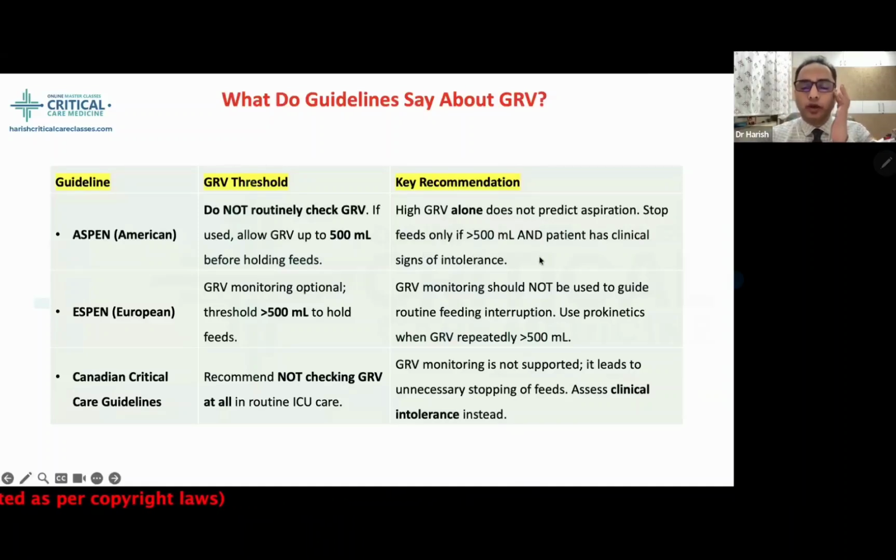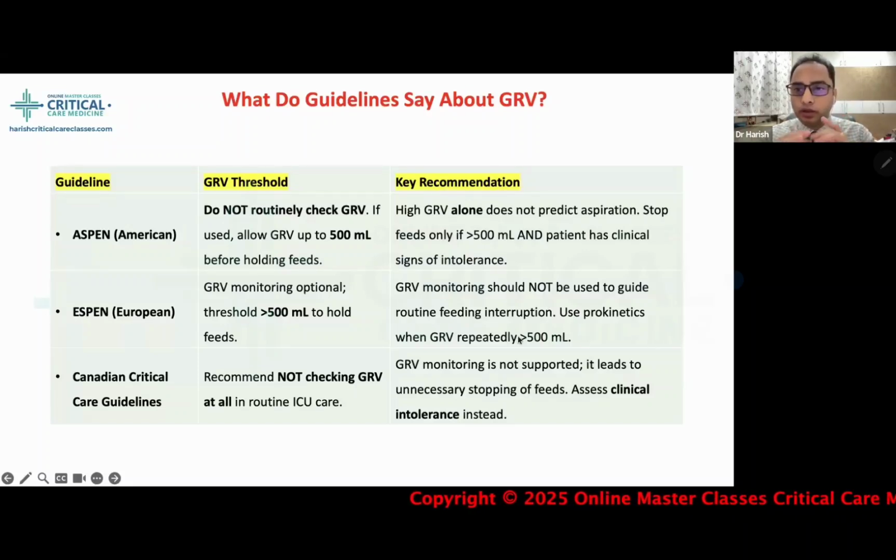Stop feed only if you have more than 500 ml and the patient has clinical signs of intolerance. Otherwise, you can start them on a prokinetic and continue the feeding. As per ESPEN guidelines, GRV monitoring is optional, with a threshold of more than 500 ml to hold the feed. GRV monitoring should not be used to guide routine feeding interruption.